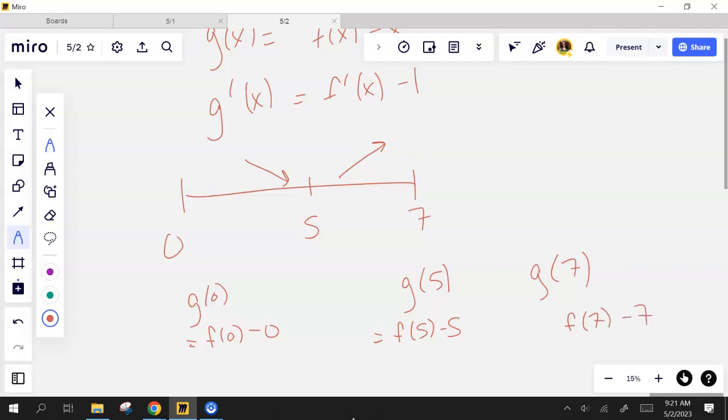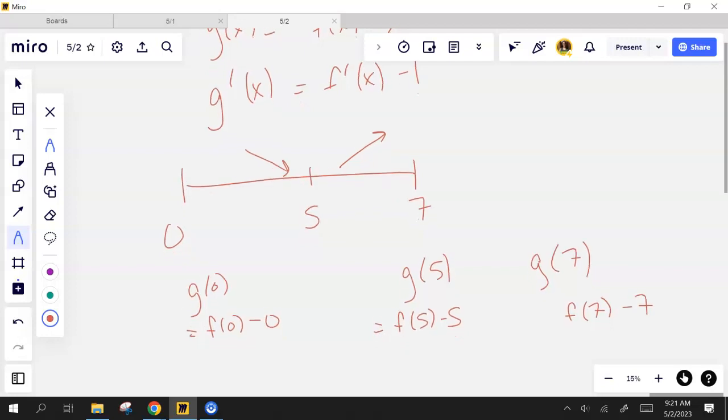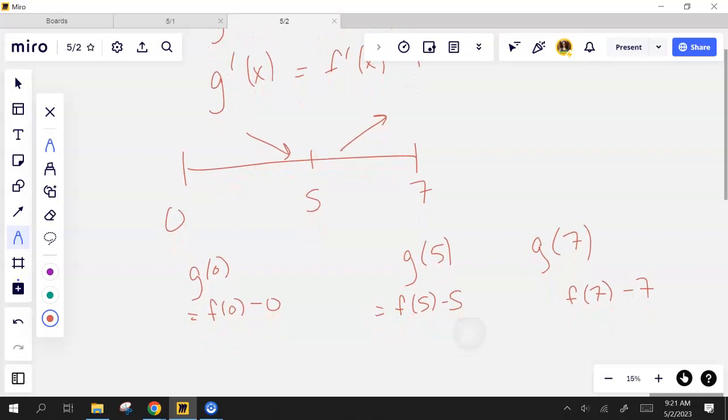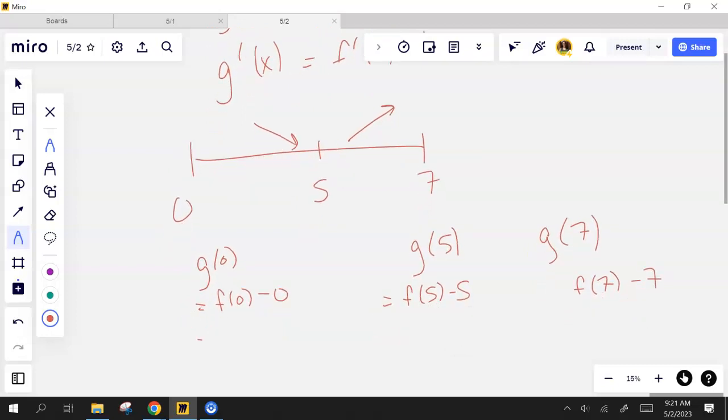We already found these two in part A, right? So f of 0 we found to be what? 3 plus 2 pi, minus 0. All right. F of 5, what did we find it to be? 3.5 minus 5, which would be negative 1.5. How about f of 7?